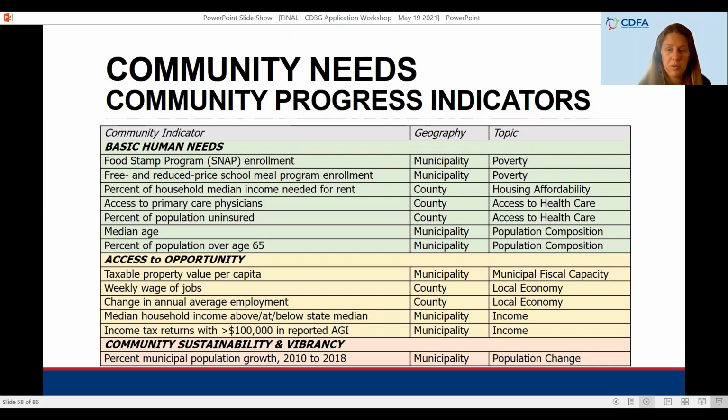In addition, as you look into that access to opportunity, there's various information regarding data about people and their ability to access various opportunities in your community. And then the last criteria is community sustainability and vibrancy. And so in the Community Development Block Grant Program, these criteria, these indicators are actually given a score as they are compared to other municipalities in the state. And that score is called the Community Development Index. Next slide, please.